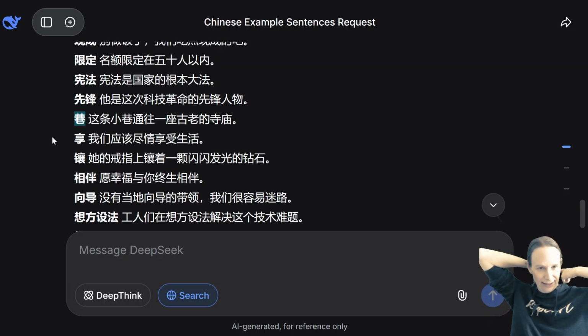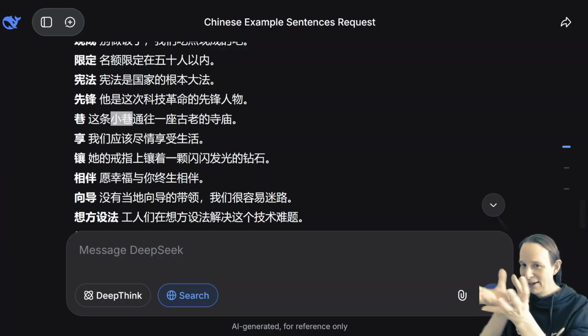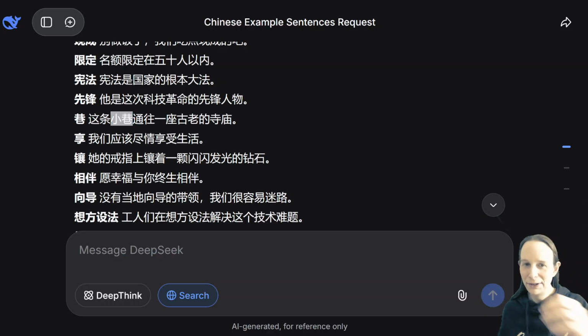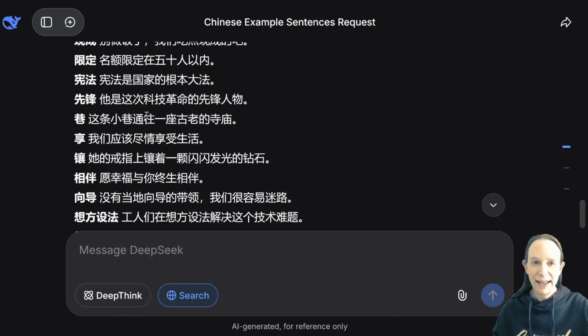巷. This 巷 is an alleyway, right? 这条小巷, so a little alleyway. 通往座古老的寺庙. Yeah, so if you follow this narrow little alleyway, it'll go to 寺庙, an ancient temple. 小巷.